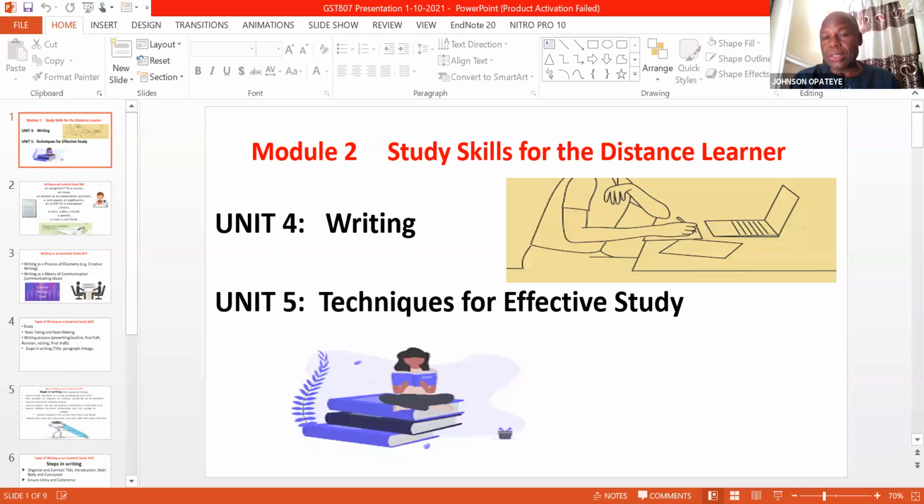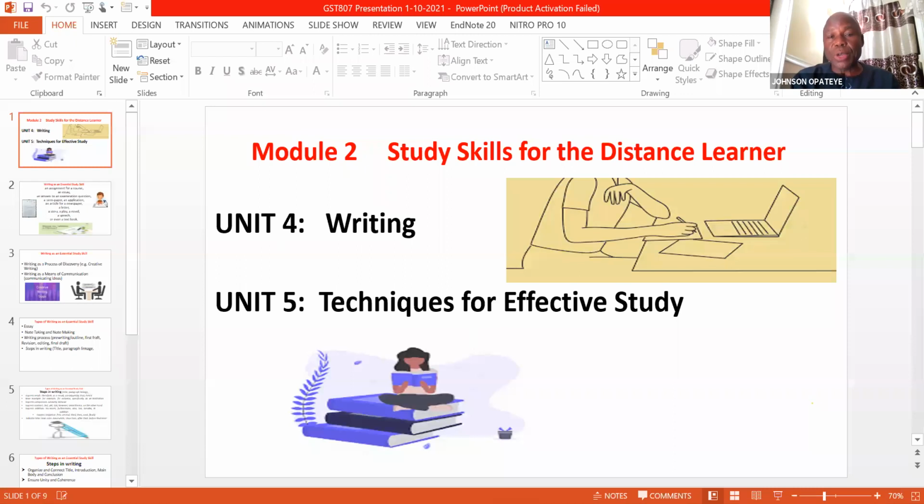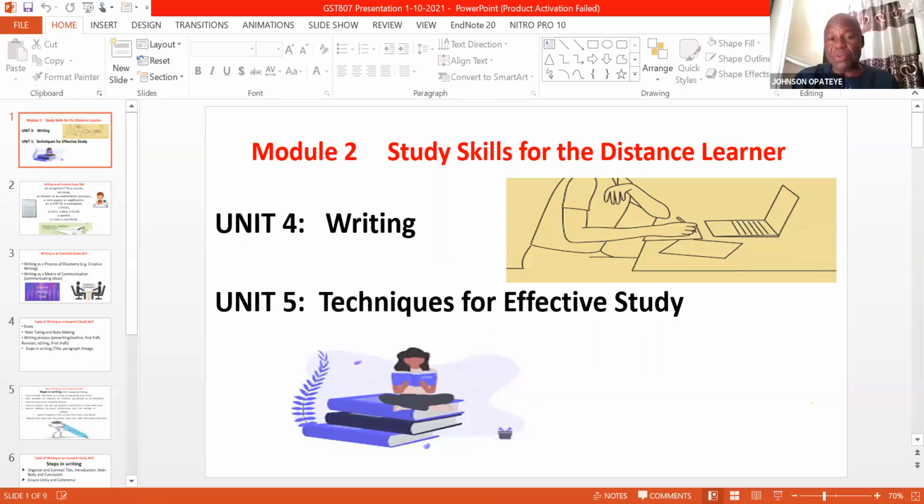Techniques for effective studies. Especially, these are very important for you as older students to be able to identify what your study style is that is peculiar to you. Do you have anyone specifically that is really peculiar to you, or you have to match 1 or 2 or 3 of them together for you to be able to learn better? So we are going to look at those approaches.